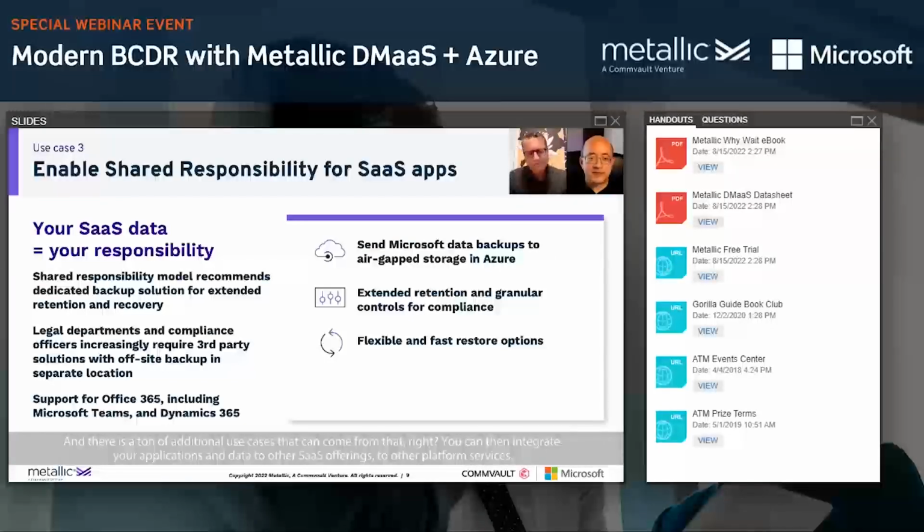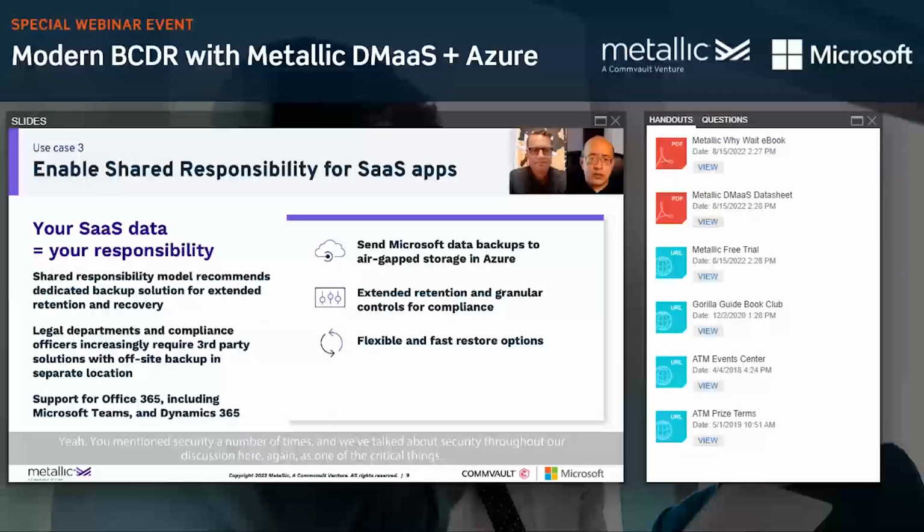And there is a ton of additional use cases that can come from that, right? You can then integrate your applications and data to other SaaS offerings, to other platform services. You can also pull in data on your own. You can pull in your own analytics platform. Microsoft, I get this question all the time. Well, wait, Microsoft Azure doesn't do backup and doesn't do disaster recovery? Of course we do. What we don't do is pull in all those services to a single pane of glass that has an end-to-end continuity from hybrid to cloud-based environments with third-party applications. And that's where Commvault comes in to really help us shore up the full data estate that can be accessed through Azure.